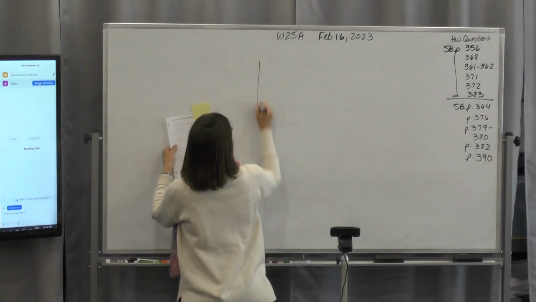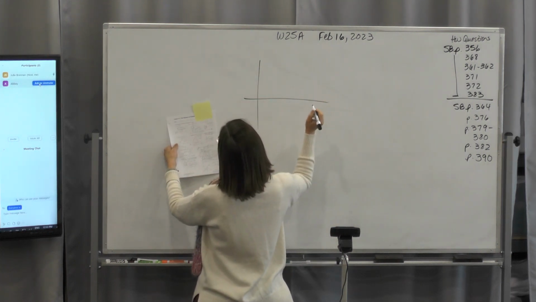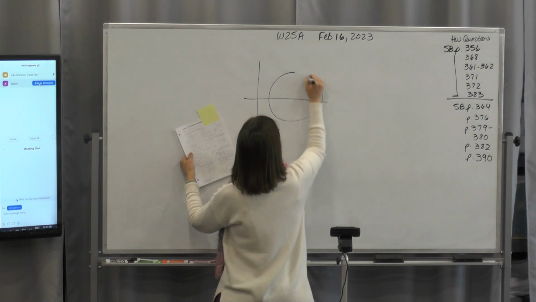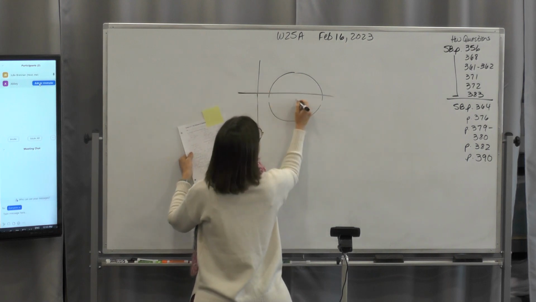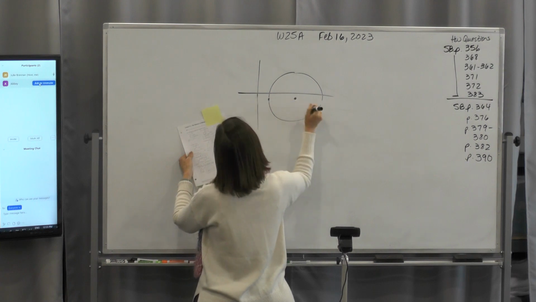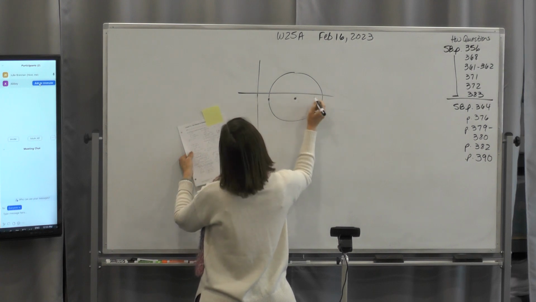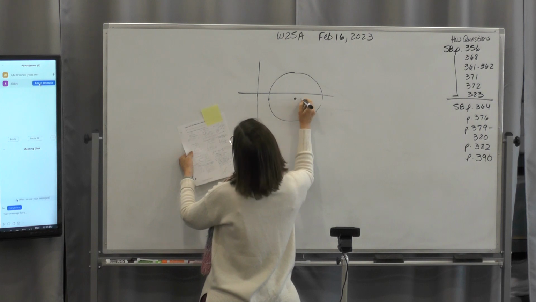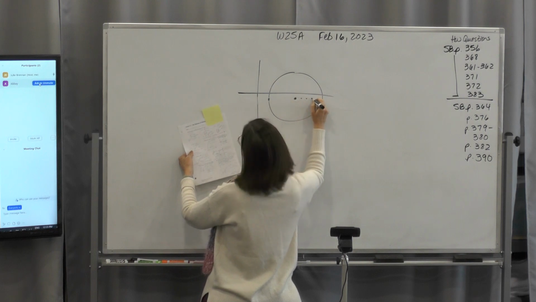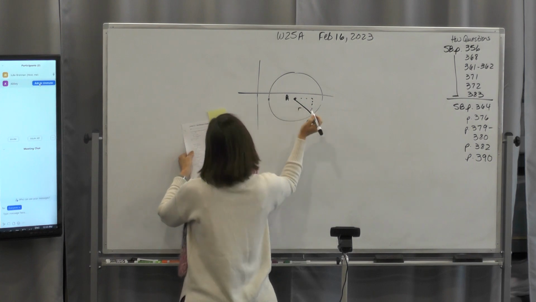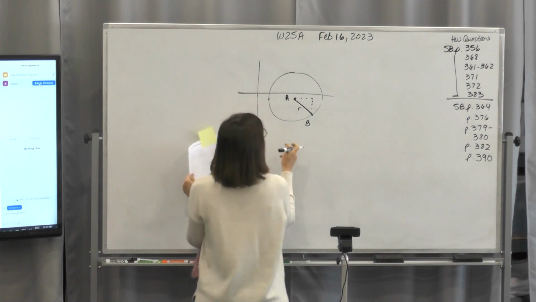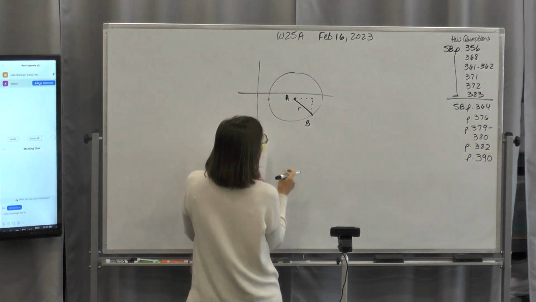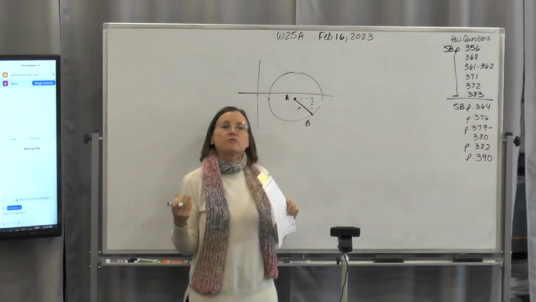Number 6. This is coordinate geometry, right? Okay, so I have some circle, and it looks like the center of the circle is down here. They call that A. And I think what we want to understand is, we're actually going to start working with this more and more. From here to here is the radius of the circle, okay?